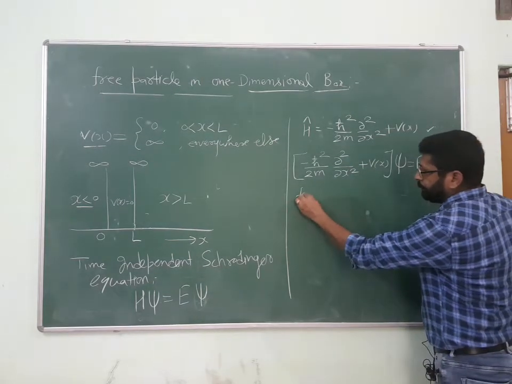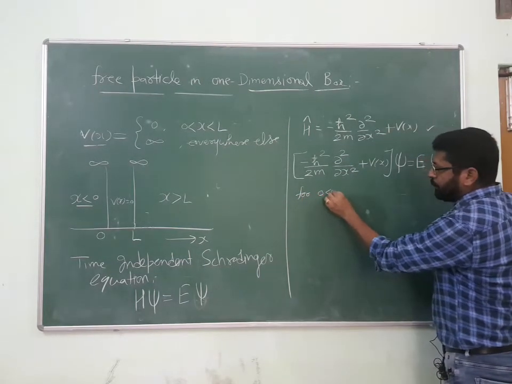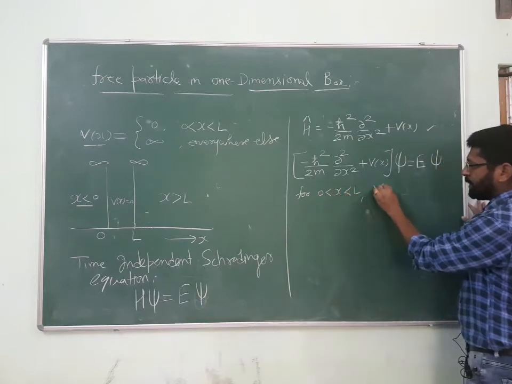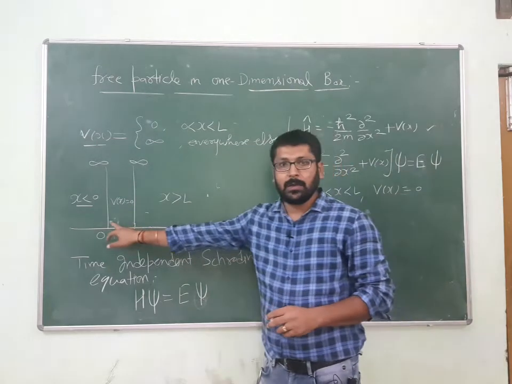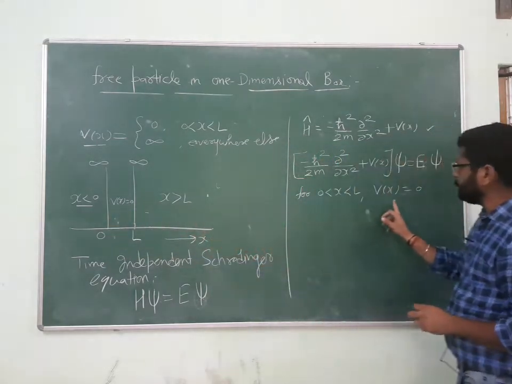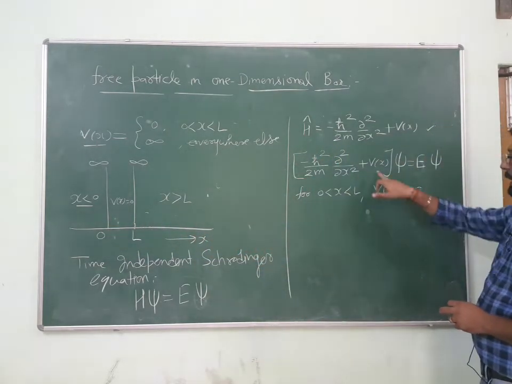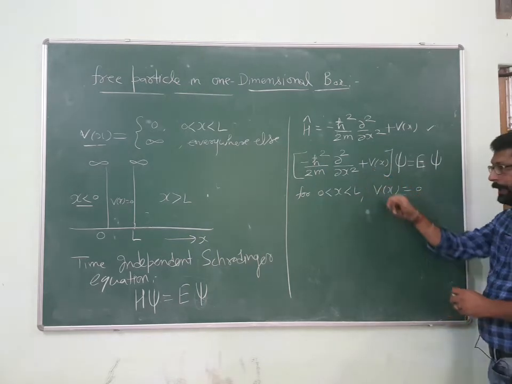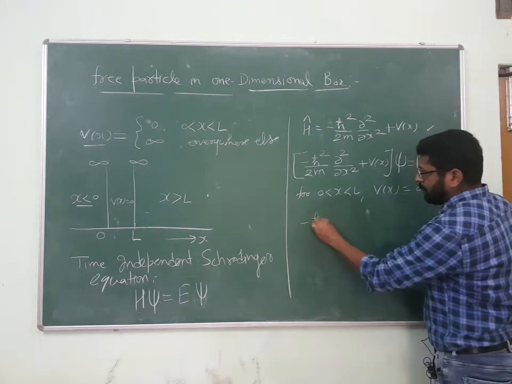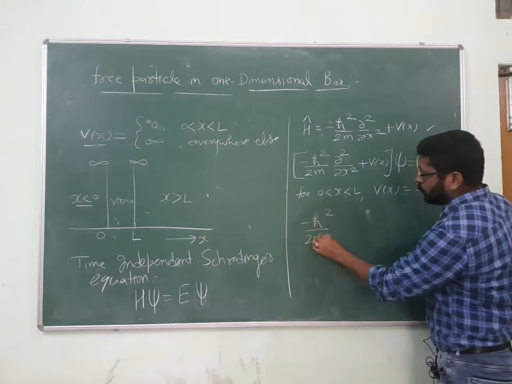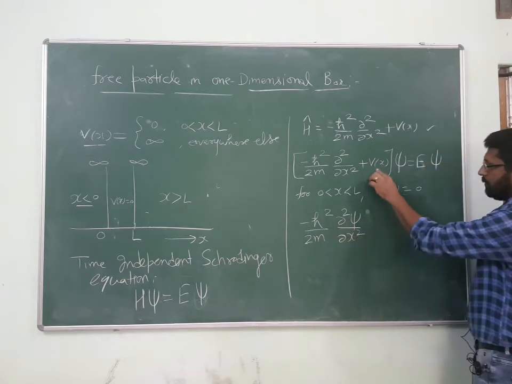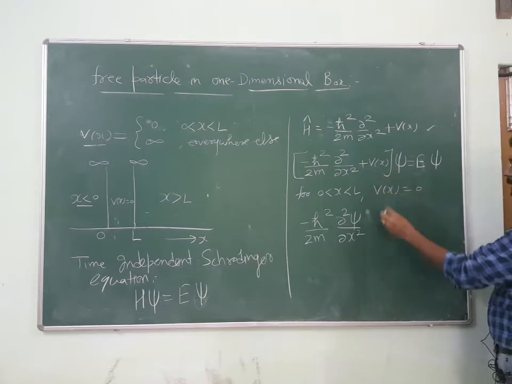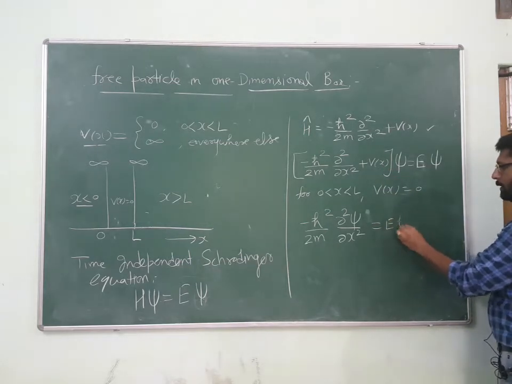So for x between 0 and L, the potential function is 0. The value of the potential function is 0. Now substitute the value of this potential in this equation. What we will get? This will become minus h cross square over 2m, ∂²ψ over ∂x². V(x) is 0, so this term will become 0, equal to Eψ.